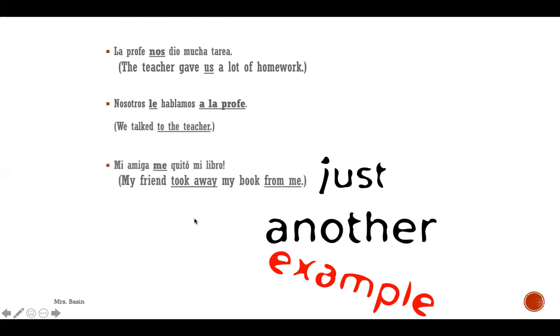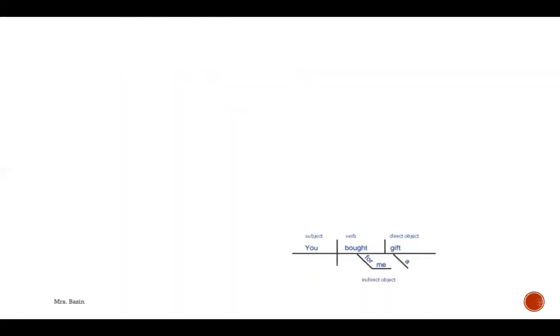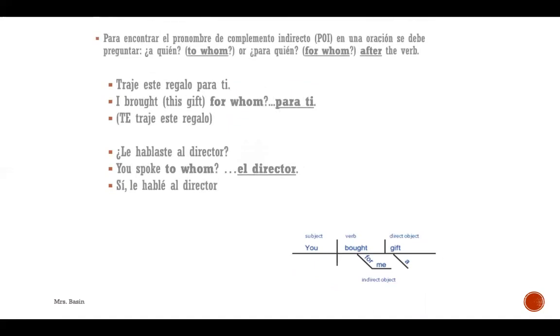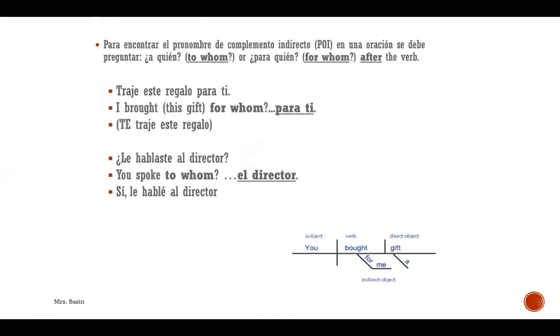So mi amiga me quitó el libro, ¿sí? Entonces, ¿a quién mi amiga quitó el libro? A mí. Entonces, aquí es el ejemplo. Muy bien. Ok, entonces, ¿cómo? Bueno, esto es un poco repetitivo porque señora ya explicó. How do I find the indirect object pronoun, right? The POI, P-O-I, en una oración. Entonces pregunto, ¿a quién o para quién del verbo?